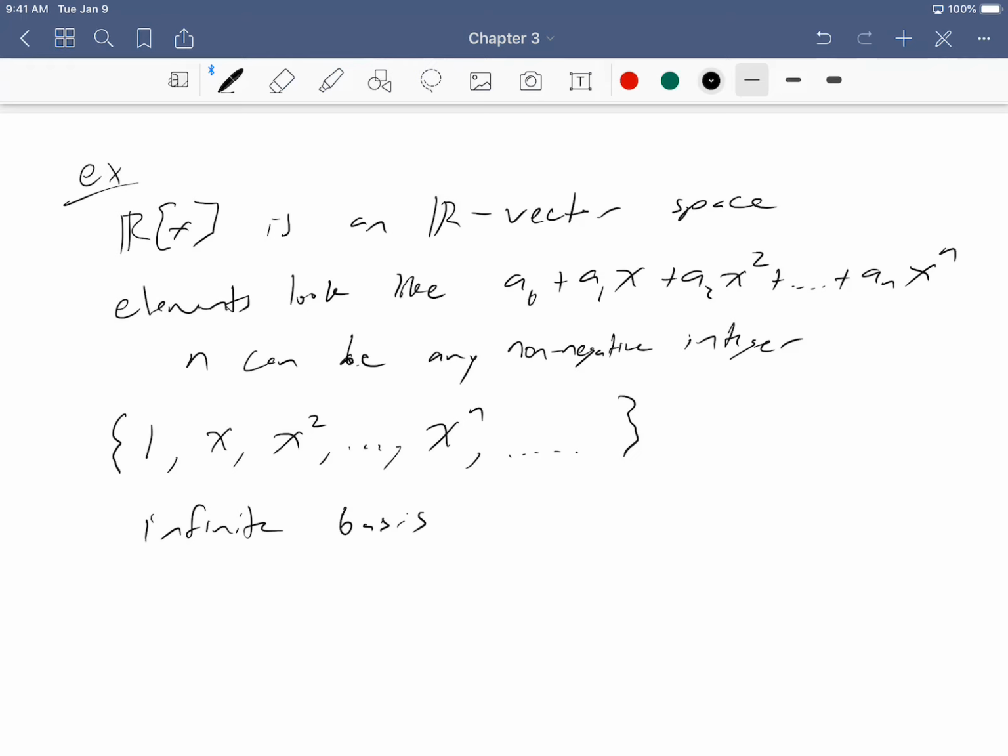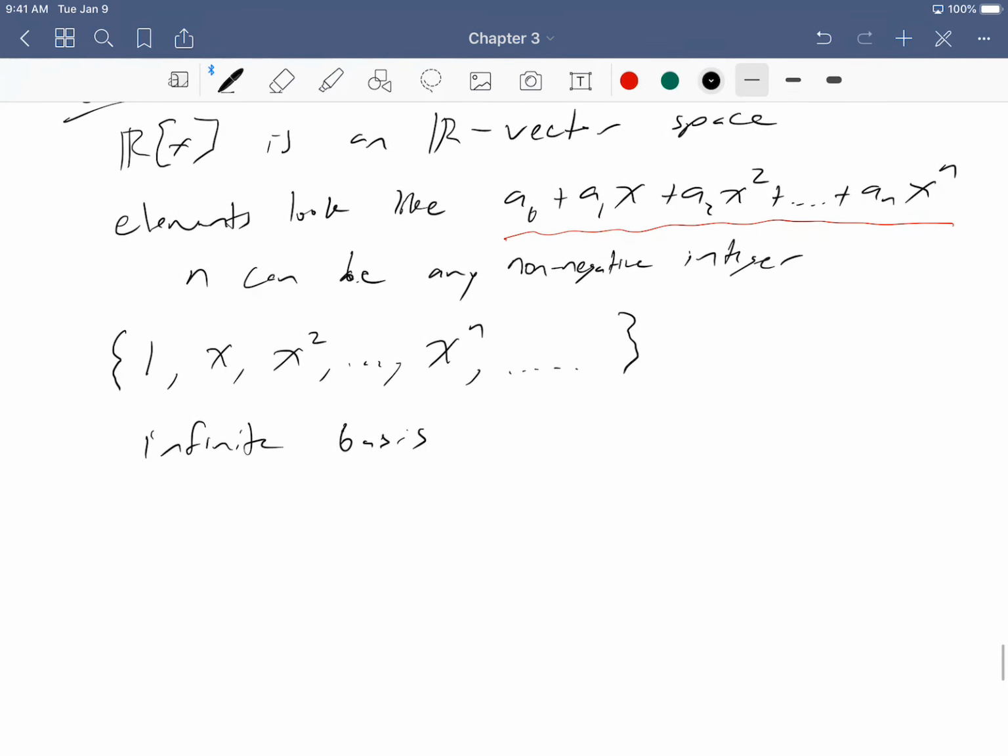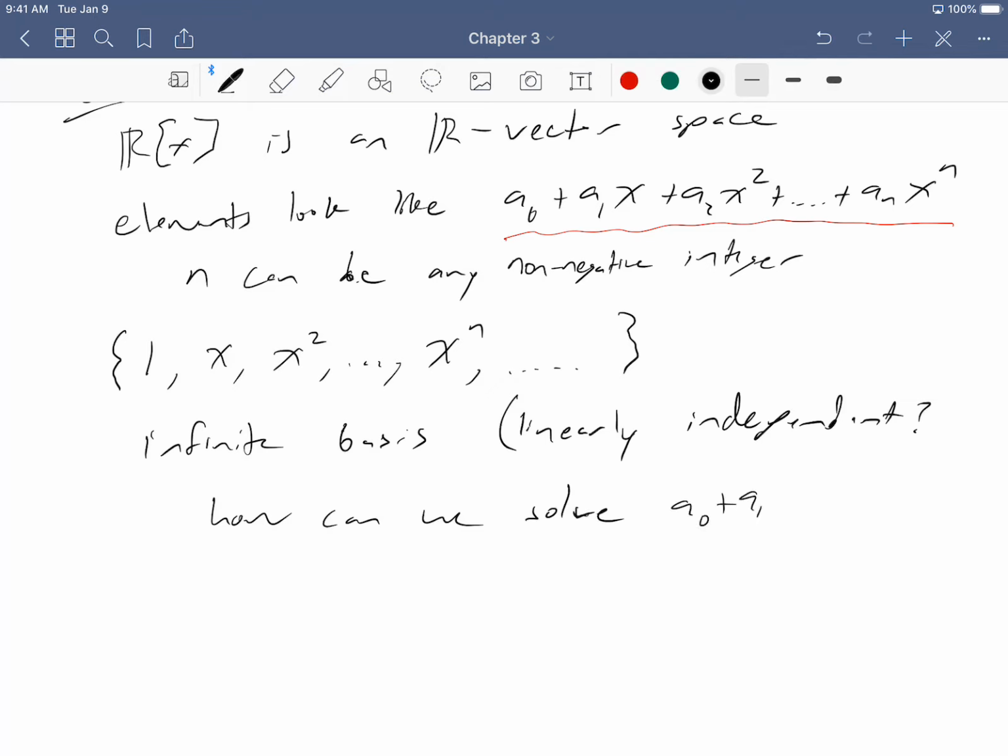And I haven't convinced us yet that it's a basis. I definitely talked through the fact that it's a spanning set because we said any element can be written like this. And so I know if I allow every power of x, I can write down any polynomial that I want to. But we didn't talk about why it's linearly independent. To do that, we need to think about how can we solve a0 plus a1x plus dot dot dot plus anx to the n equal to 0.